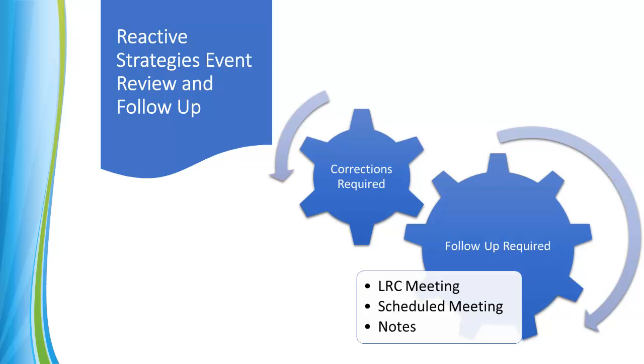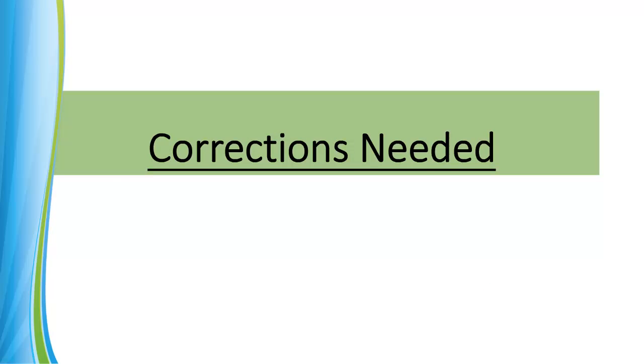First, the Regional Senior Behavior Analyst or designee runs the Provider Reactive Strategies report to identify events that require follow-up. If corrections and follow-up are not needed, the process ends and the Reactive Strategies form is updated appropriately. If corrections or follow-up are needed, the Regional Senior Behavior Analyst or designee will communicate with you using a note in APD Connect. Next, what happens when corrections are needed?